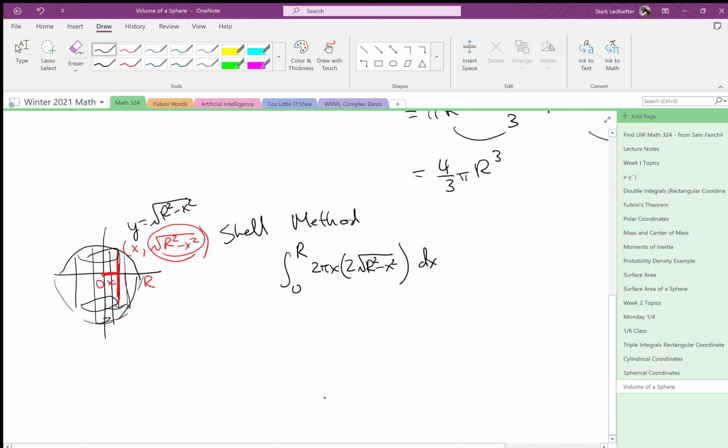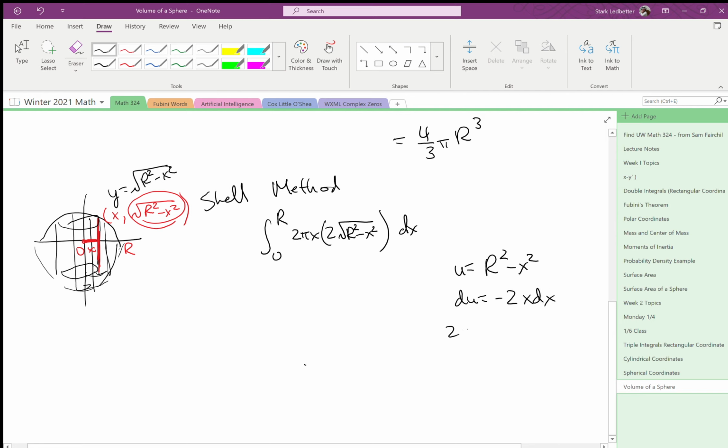If we make u equal to r squared minus x squared, then du is negative 2x dx. So 2x dx, not 2dx, 2x dx is minus 1/2 du. Oh no, sorry, I can't have a 2 and a 1/2. It's just negative du. Okay, great. So what I'm doing is I'm replacing the 2x dx with negative du. So I still have a 2 pi, and I have a negative 2 pi. I'm integrating as x goes from 0 to r, and then I have the root of u du.